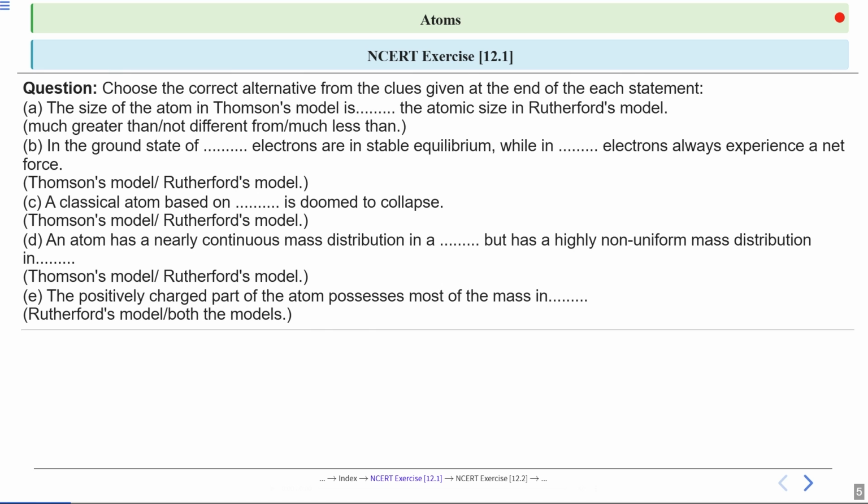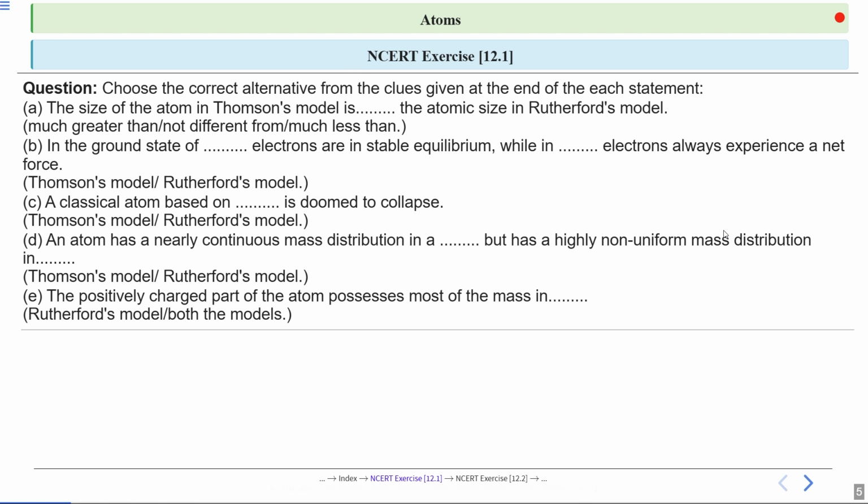This question asks us to choose the correct alternative from the clues given at the end of each statement. The question presents a set of statements about the structure of atoms, focusing on the differences between Thomson's and Rutherford's atomic models. Notice how each statement asks you to compare or contrast features like atomic size, electron stability, mass distribution, and where the positive charge is located in each model.